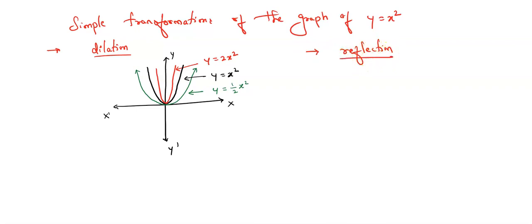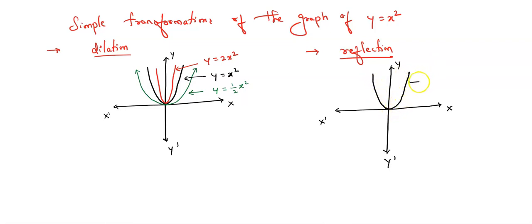Okay, what is the meaning of reflection? Let me see here. Very easy and very simple to understand. Let me draw a plane. Let us draw a plane x, and this is y. Now I am drawing a parabola graph of y equals x square. Assume this is my y equals x square. And how about the reflections?